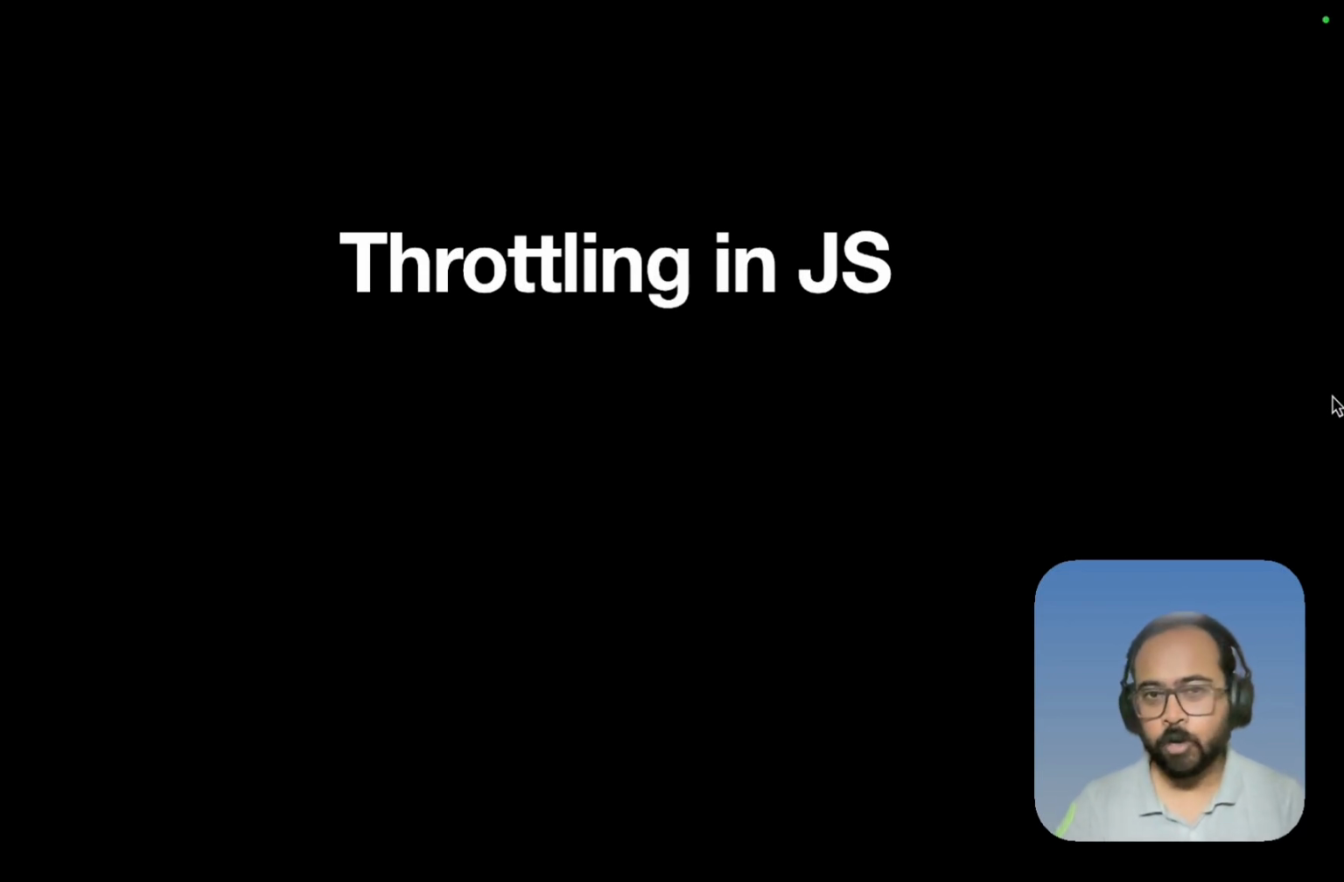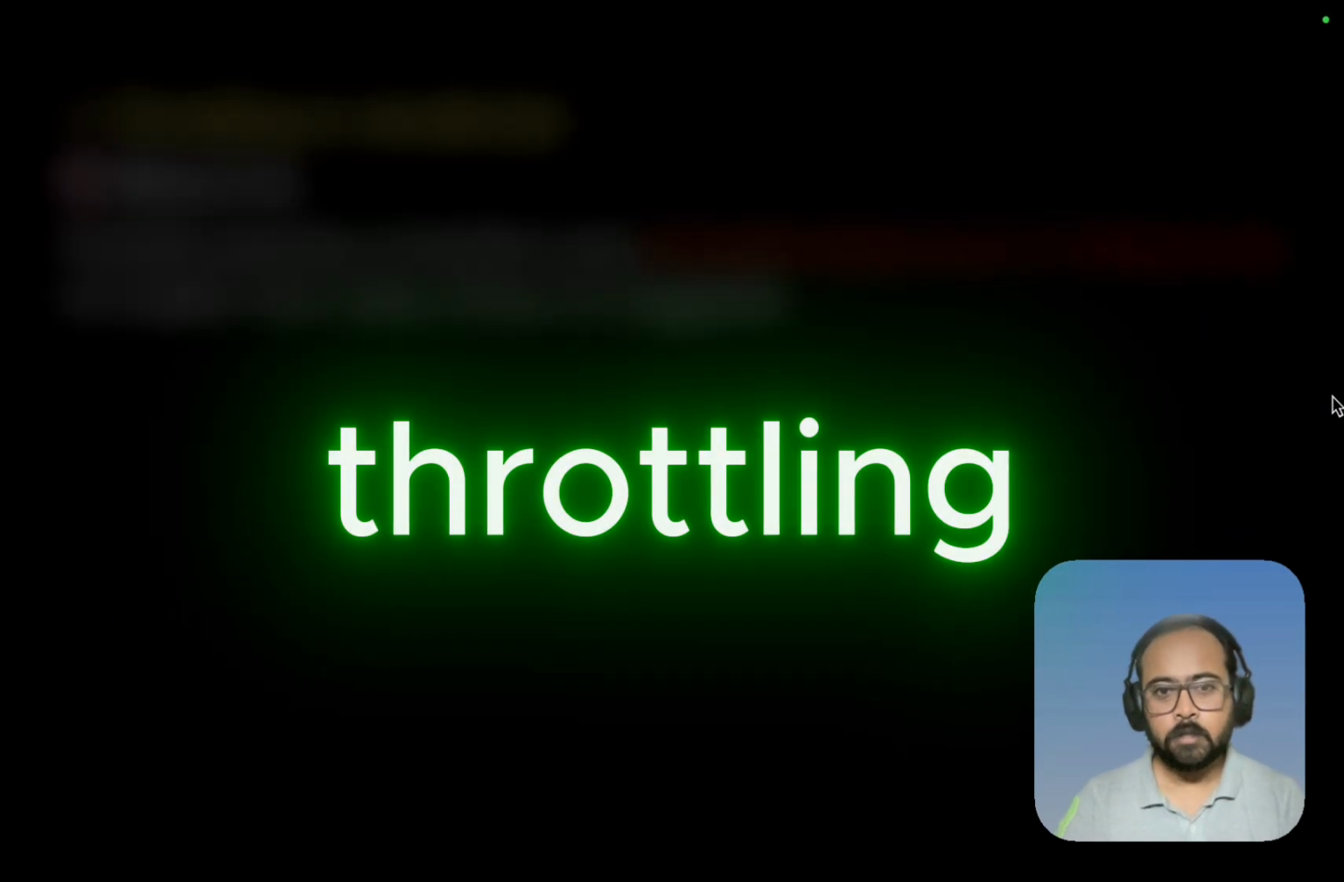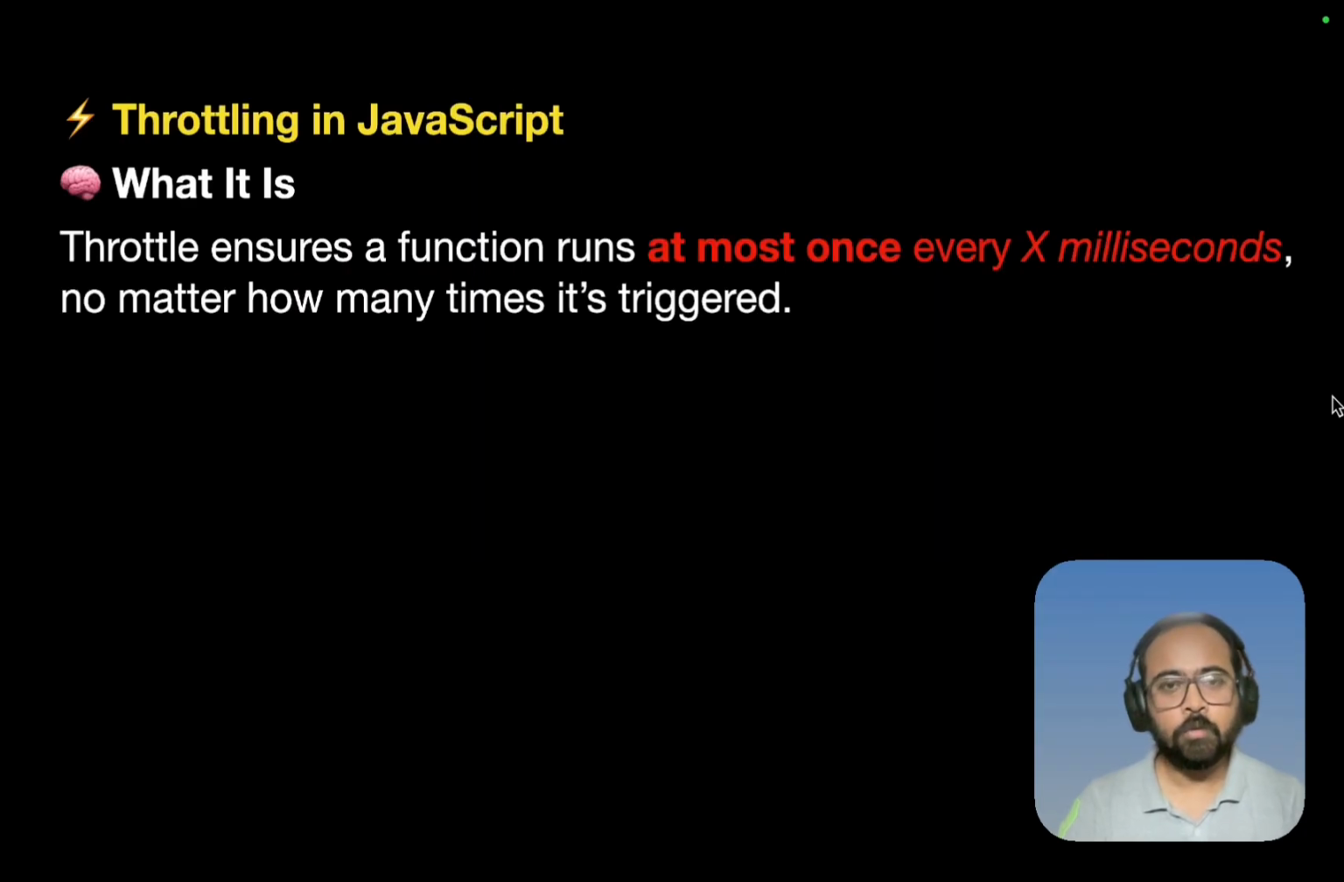So in today's video, we'll talk about what is throttling in JavaScript. Now, before understanding throttling, we need to know what throttling is. The definition says that throttling ensures that a function runs at most once in every X milliseconds, no matter how many times it's triggered.